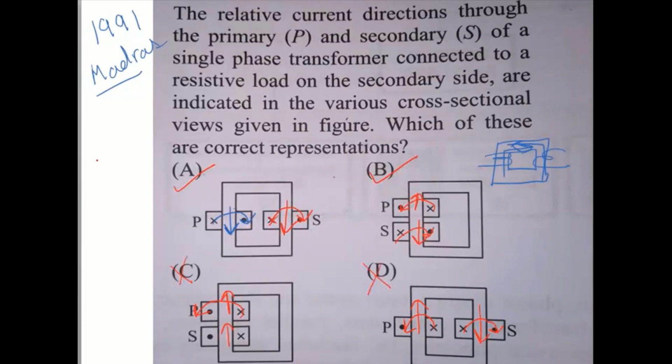So the correct answers are A and B. This was the first question that was asked in GATE for machines.